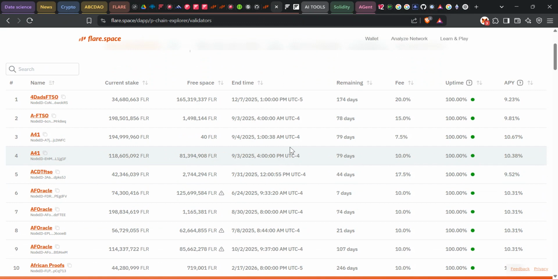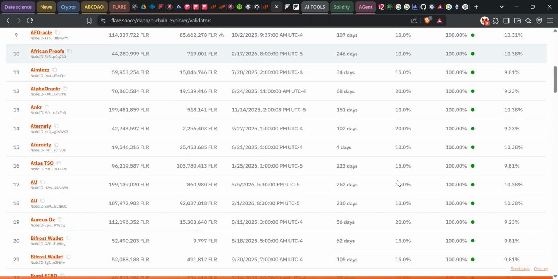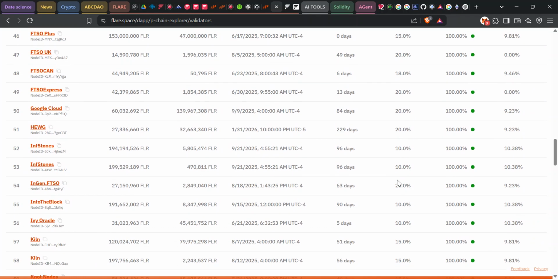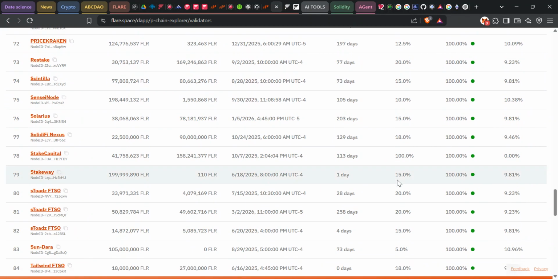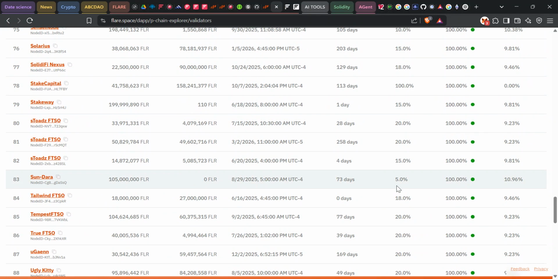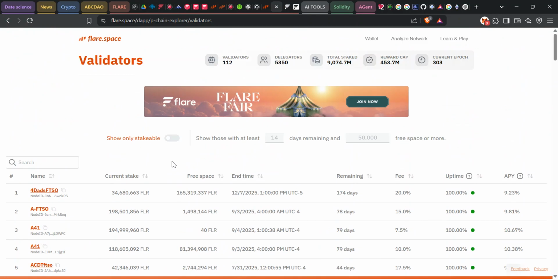As we can see, there are pretty low fees for some of these validators, with the lowest one being Sundara, which is where I staked to originally. And yeah, this is the Flare P chain, and this is pretty cool. So yeah, thanks guys. We're gonna explore more soon, and let's call it here.